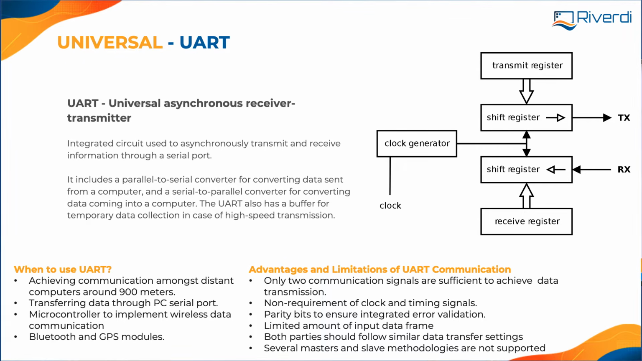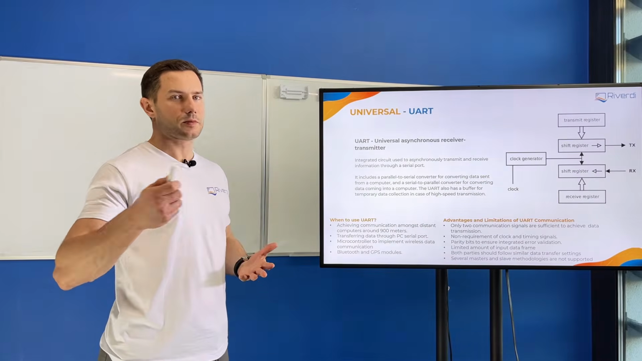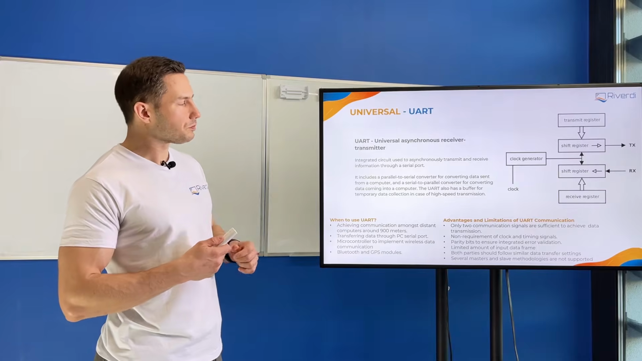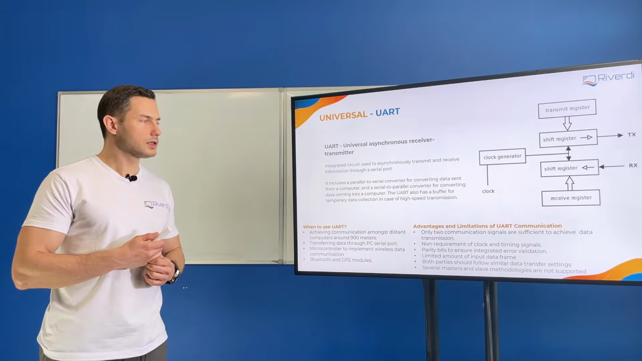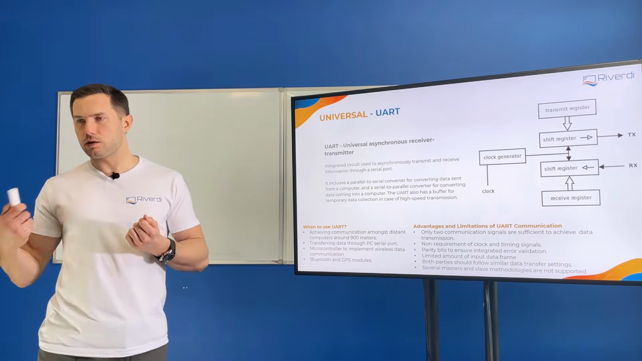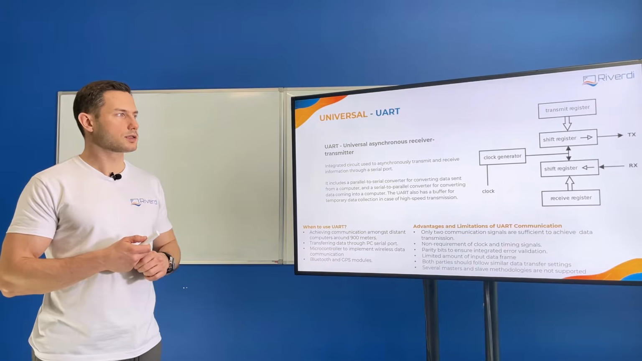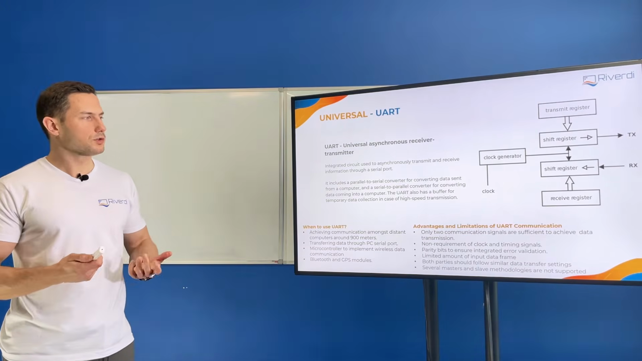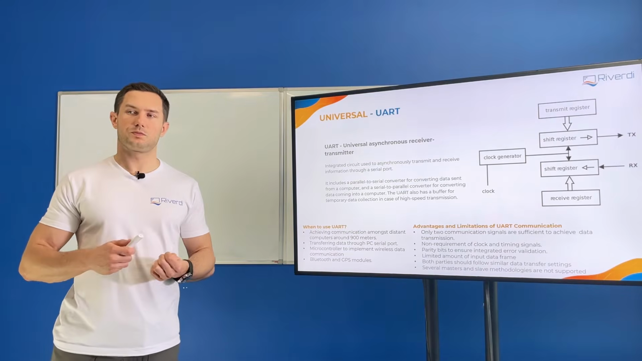We have a TX line and a RX, that is a transmit line and receive line. We don't have a clock here, we only have a clock synchronized internally in the devices, but the clock is not being sent out. So we need to synchronize with the data that is coming through the lines, and to do that we actually need to set the same baud rate on both sides of the communication line. So before we use UART, we need to agree first what speed we will use.